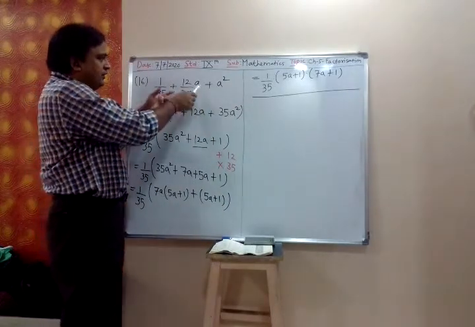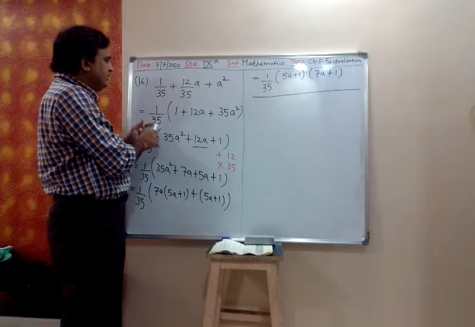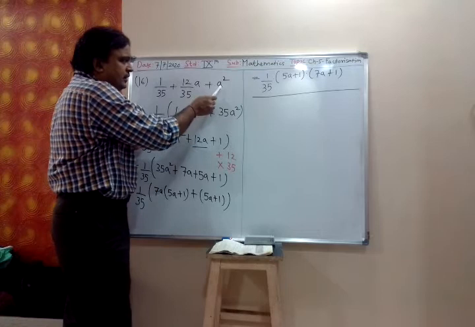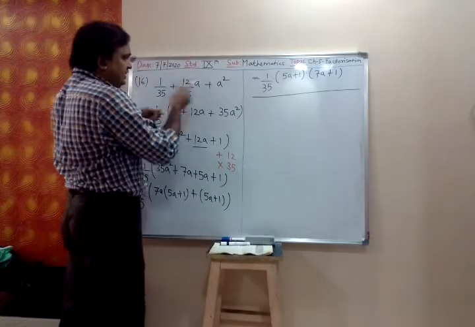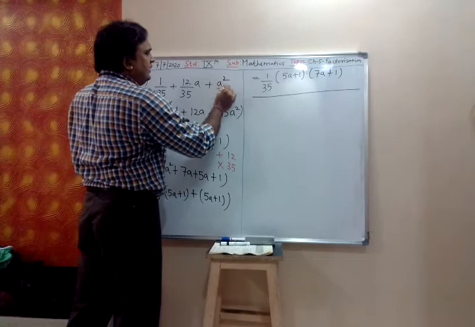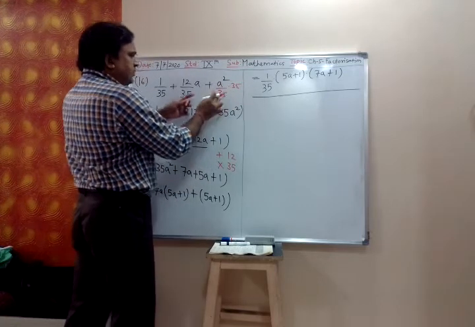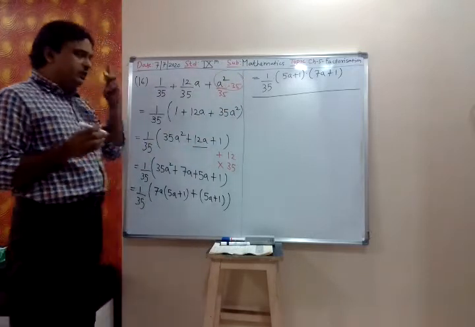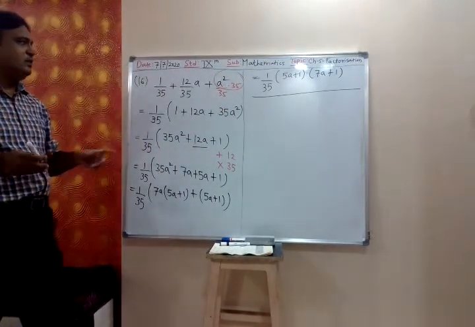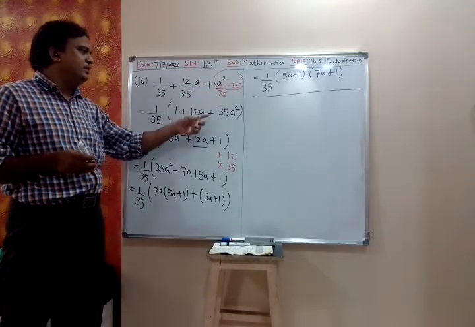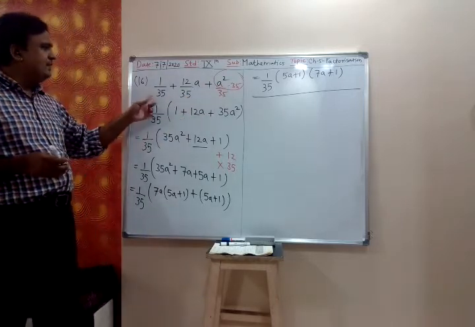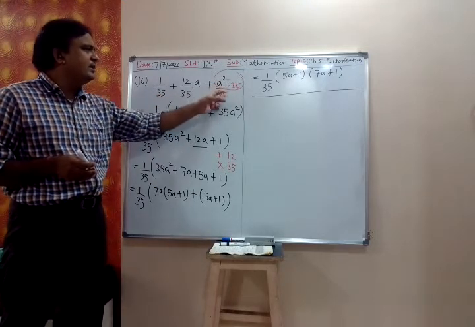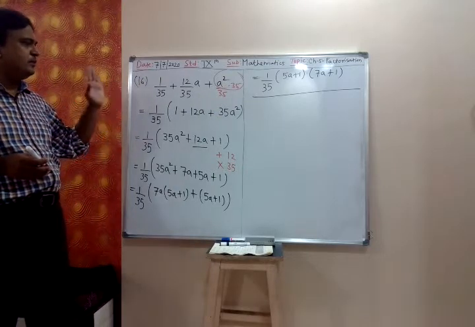I have told you from the first step why I have taken 1 upon 35. 1 upon 35 common. There is no 1 upon 35 in the original, so what I can do is rewrite this as 35. So that when you take 1 upon 35 outside, what is left? 35a square is left, no? We take the LCM, which will be 35, so multiply and divide by 35, and then you take 1 upon 35 common.